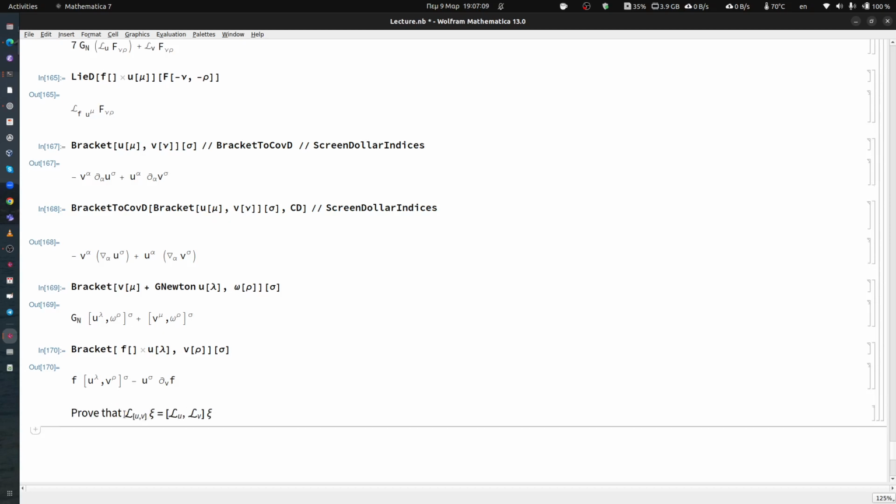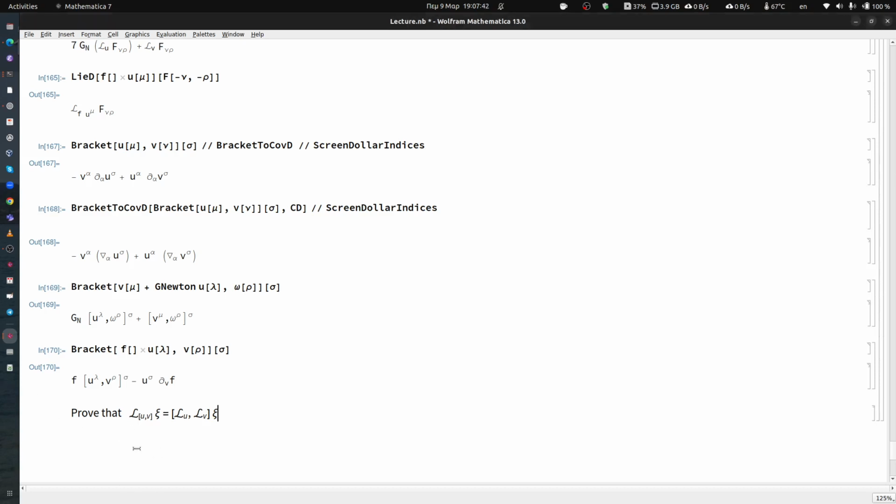Let's prove this identity. This is quite easy to prove analytically when we know that the Lie derivative of a vector field with respect to another is equal to the Lie bracket. But let's see how we can do manipulations to expressions with the available functions from xTensor to prove this result.